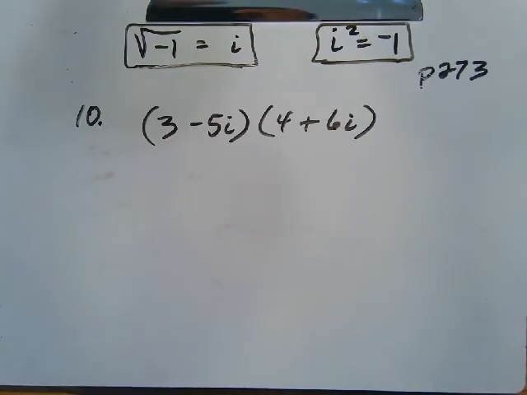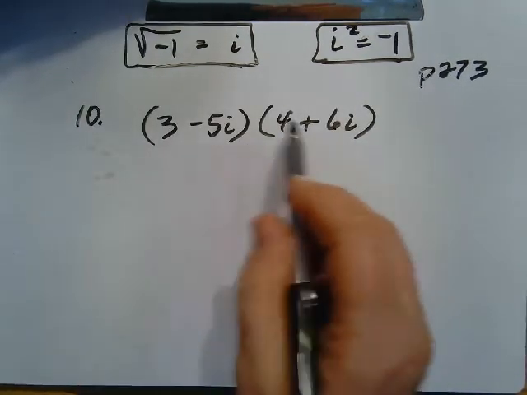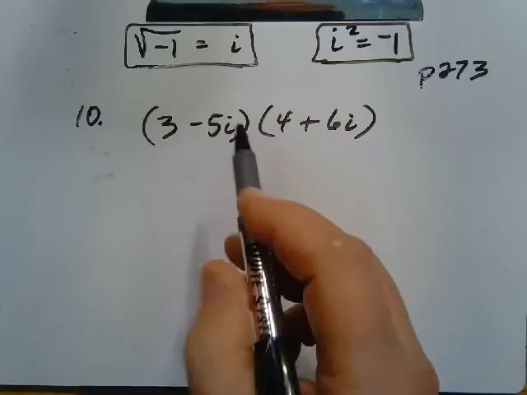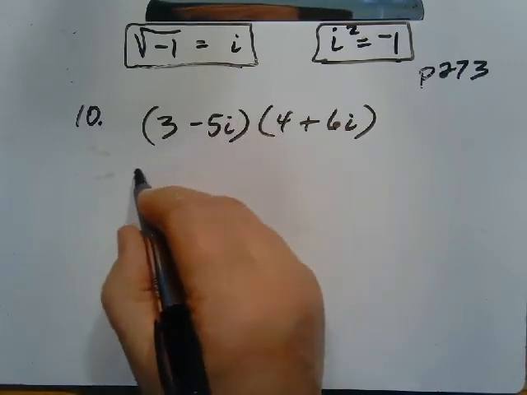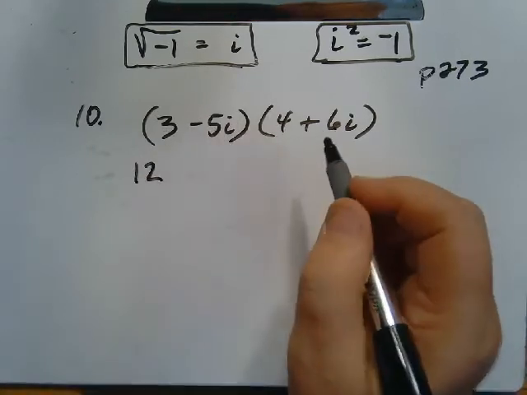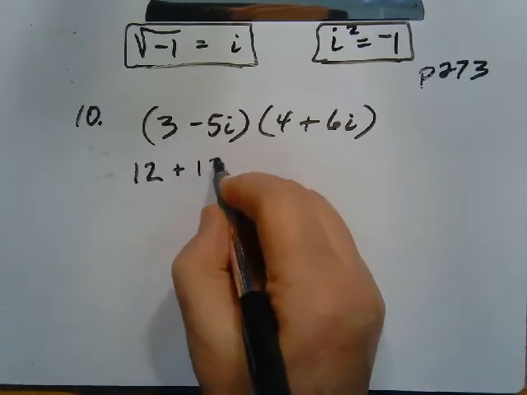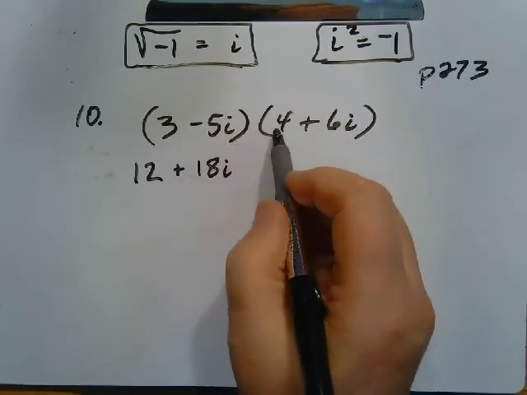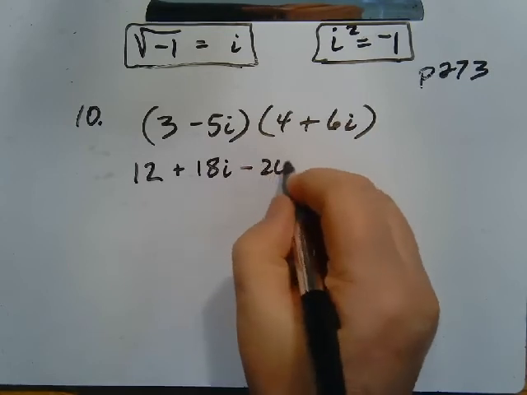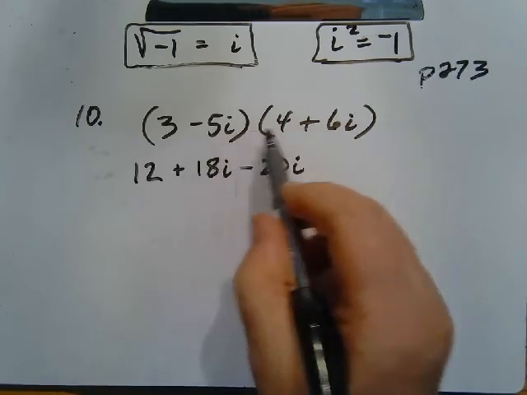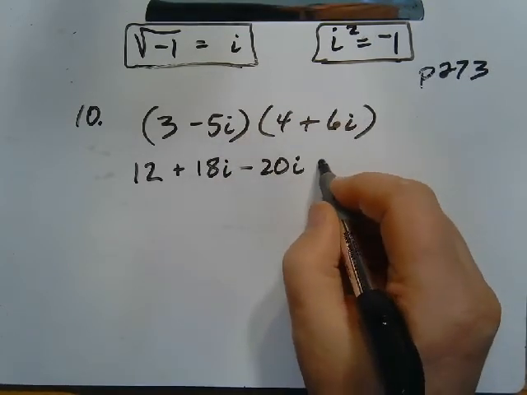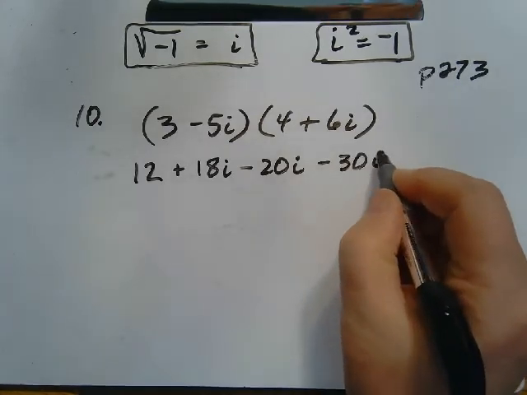All right, here's number 10. You can see that we're going to FOIL this. Okay, so here we go. 3 times 4 is 12. 3 times 6i, outer terms, is 18i. Inner terms, 4 times negative 5 is a negative 20i. And negative 5i times positive 6i is a negative 30i squared.